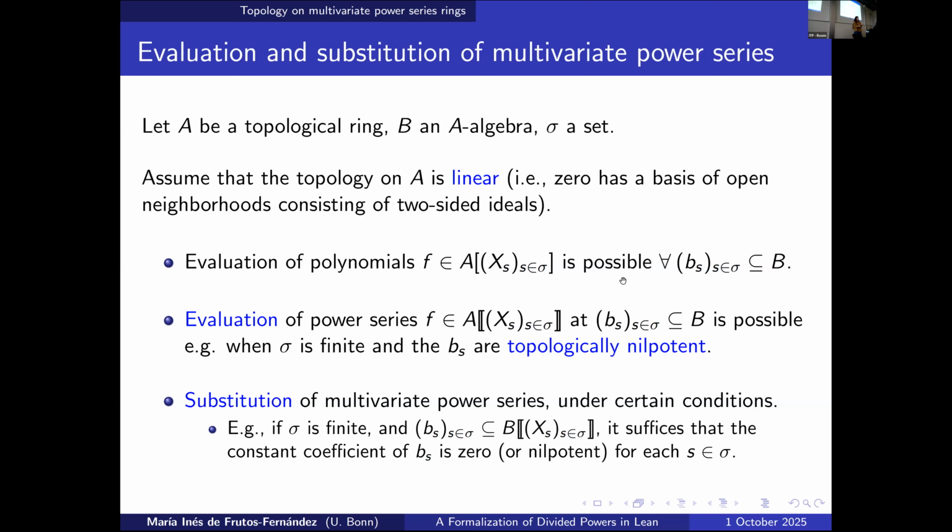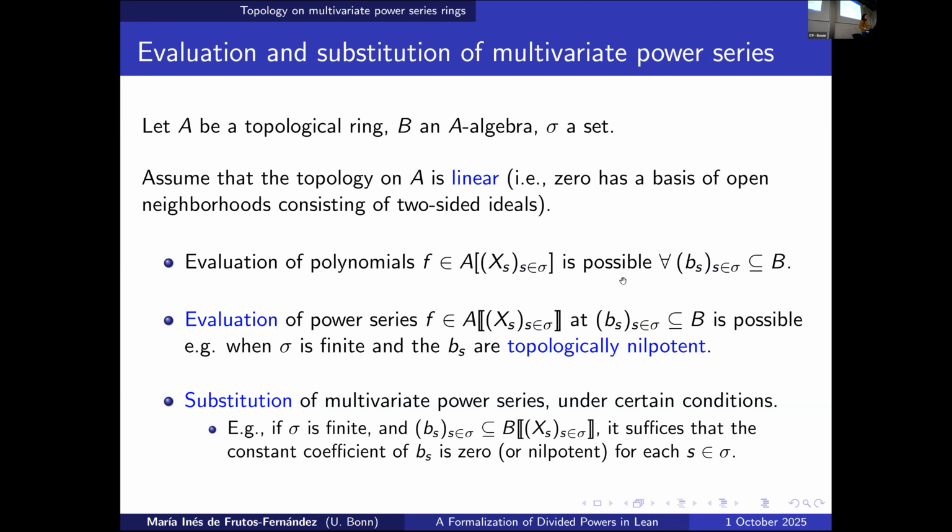We provided this formalization of evaluation of power series. And as a special case, you can obtain substitution of multivariate power series, again, with certain hypotheses. This is not always possible. You need to guarantee that the series is going to converge. But in one easy case where this converges is if the set of variables is finite and the series that you are substituting, all of the elements in this family, have constant coefficient 0. This is the simplest case.